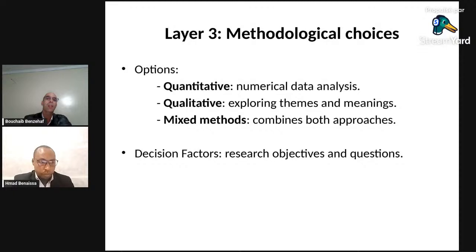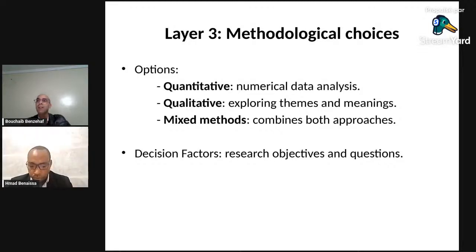We move to layer 3, methodological choices, and we have 3 options: quantitative, associated with numerical data; qualitative, associated with exploring themes and meanings; and mixed methods, which combines both approaches. How can we decide? The decision factor is research objectives and questions. What does that mean? The aim of the study and the nature of our research questions determine which approach to adopt: quantitative, qualitative, or mixed methods.